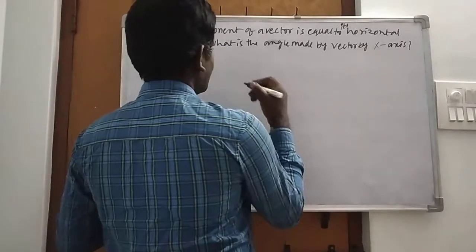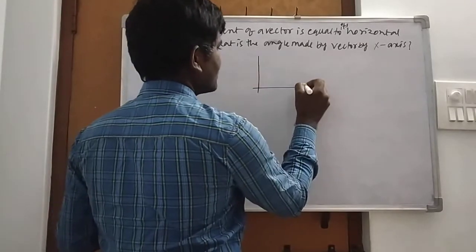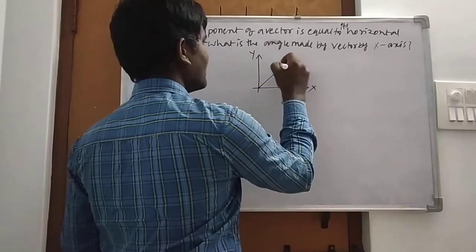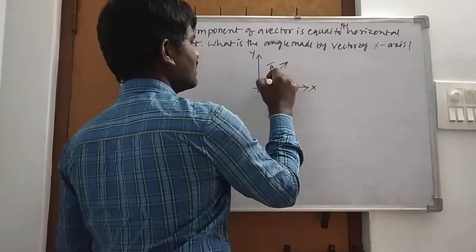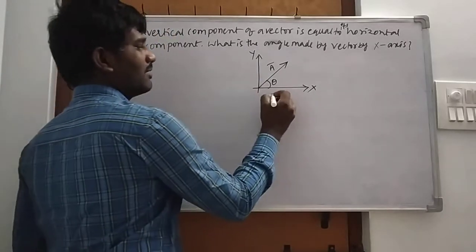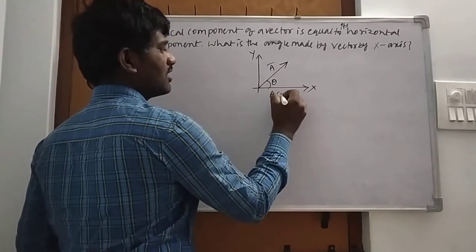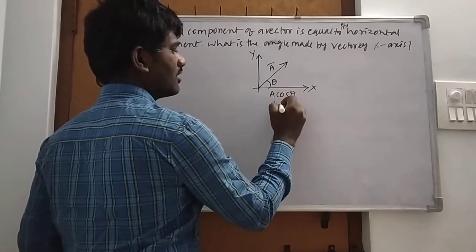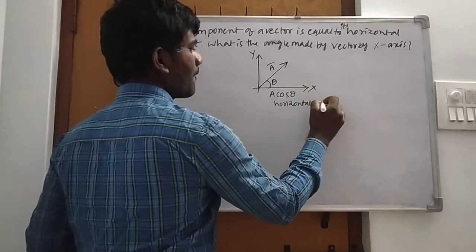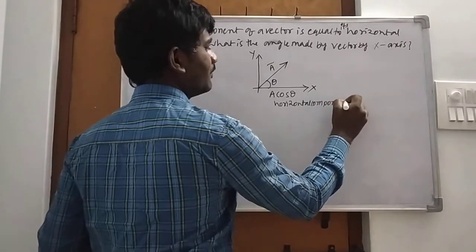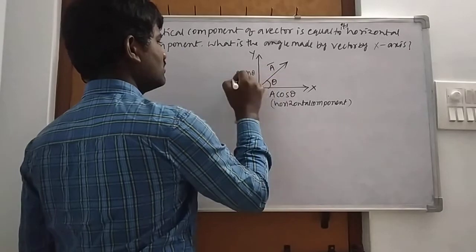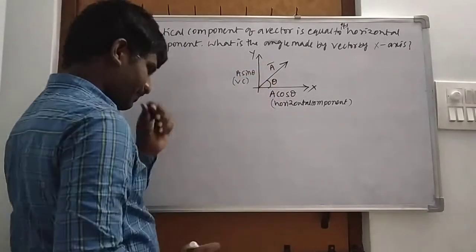So we know, we have to take this x-axis, this is the y-axis. If you take a vector A like this, this is the angle made with the x-axis. Then this is A cos theta, the horizontal component, and A sin theta is the vertical component.